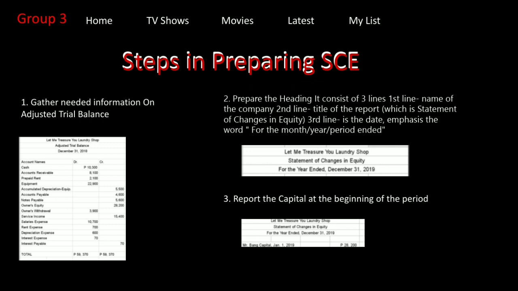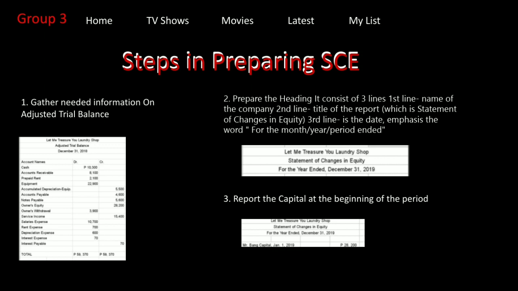Now, let's proceed to the steps in preparing the statement of changes in equity. Number one is to gather the needed information, and we can find that information in the adjusted trial balance. According to the example, Let Me Treasure You Laundry Shop, adjusted trial balance, December 31, 2018. The total debit and credit is 59,370.